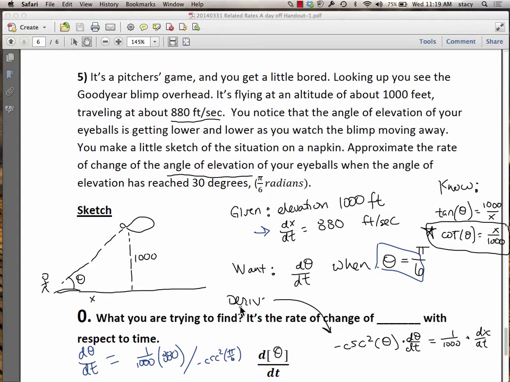What's the hard part? The hard part is identifying what did they tell you, drawing an appropriate picture, figuring out exactly what they want, and then coming up with the equation to relate the quantities. Once you've done that, though, it's literally you take a derivative and you plug stuff in. That's it, right? So that's why the mastery test is so important.